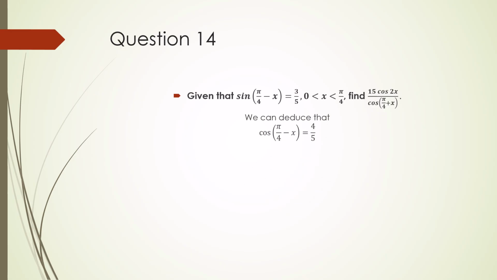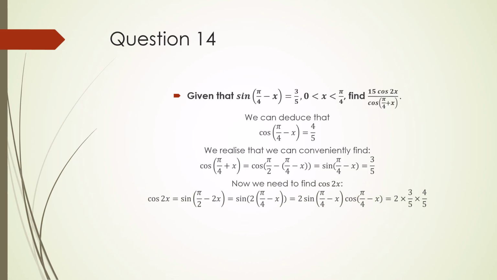By the Pythagorean identity, we can deduce that cosine of (pi over 4 minus x) is equal to 4 over 5, because sine of (pi over 4 minus x) is equal to 3 over 5 as given in the question. We can also conveniently find cosine of (pi over 4 plus x), which is equal to cosine of (90 degrees minus (pi over 4 minus x)). So that is really just sine of (pi over 4 minus x) as given in the question, which is equal to 3 over 5.